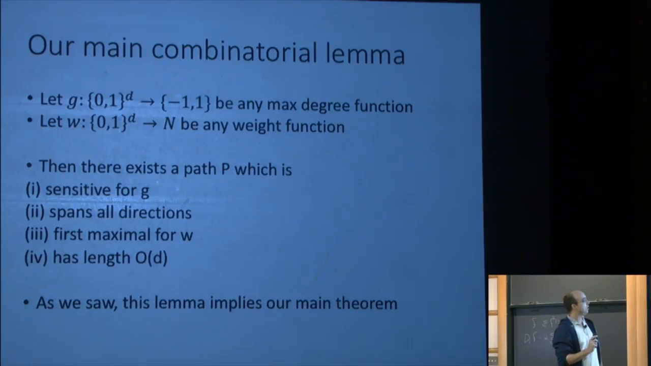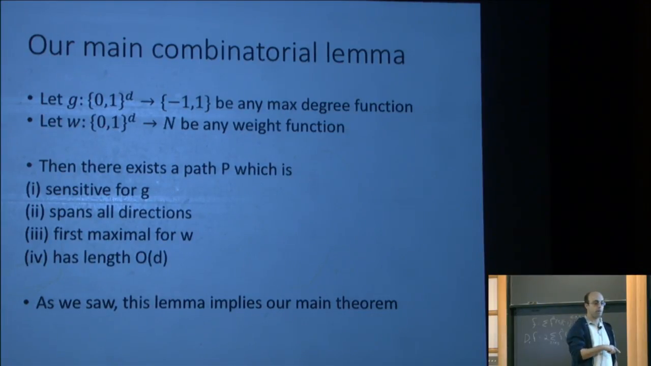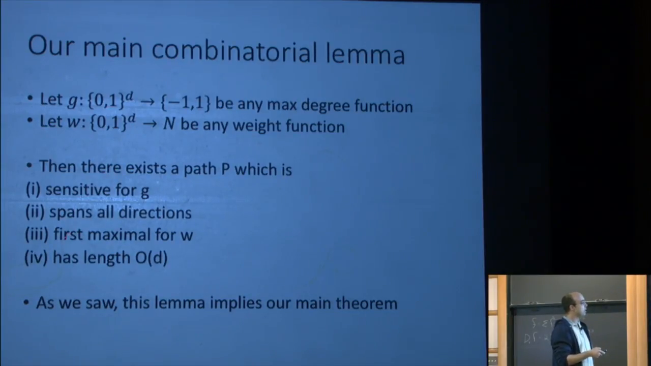So now I want to prove this, our main combinatorial lemma. Take any maximal degree function, any weight function. Given the weight function, there is a path, but it's not uniform for all. Obviously, given a path, I can always change the weight. So there is a path that gives what we want. It's sensitive for this Boolean function G. It spans all the directions.